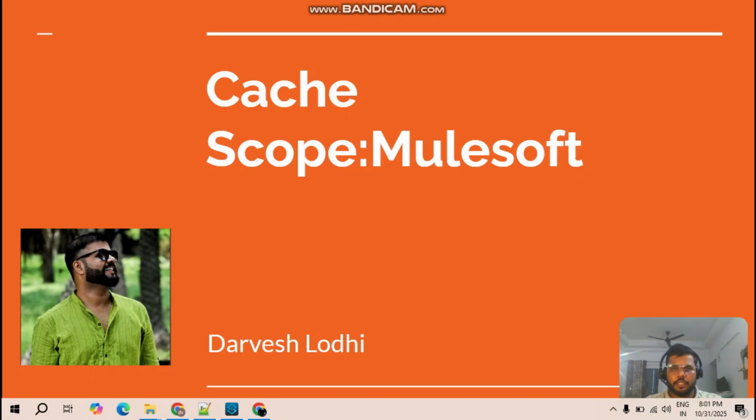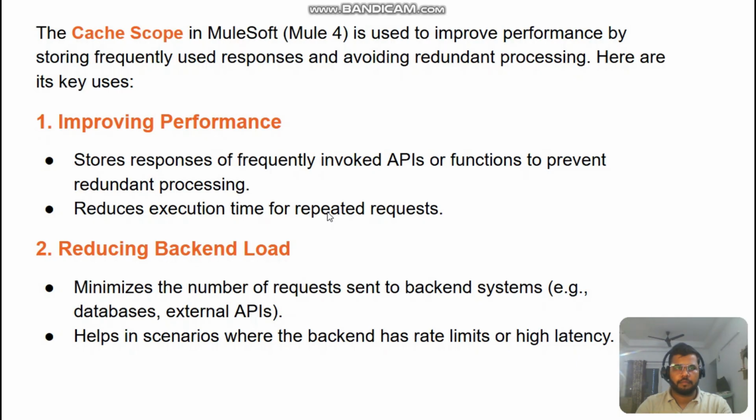We're discussing the cache scope in MuleSoft. Let's get started. So the cache scope in MuleSoft is used to improve performance by storing frequently used responses and avoiding redundant processing. Here are its key uses.